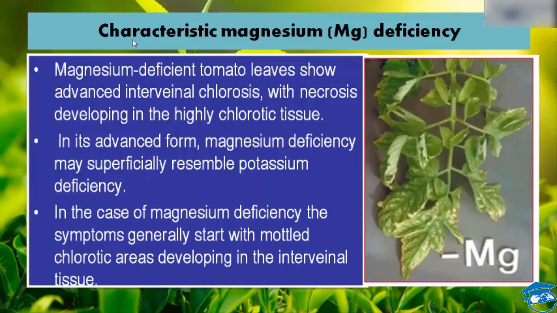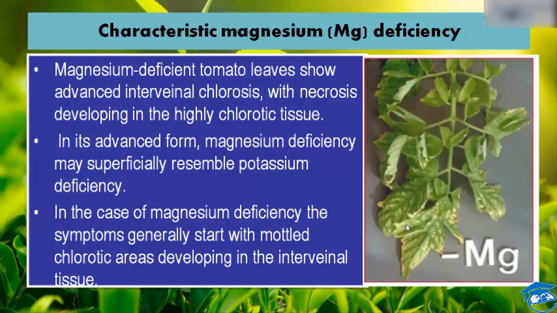Now what are the characteristic magnesium deficiency symptoms, students? This is the tomato leaf. Magnesium deficient tomato leaf shows advanced intervenal chlorosis. See, this is intervenal chlorosis. This is the vein of the leaf and it shows intervenal chlorosis, with necrosis developing in the highly chlorotic tissue. That means a tissue which is almost yellow in color, then in later stages of the progression it shows necrosis. Necrosis means death of the tissue, students.